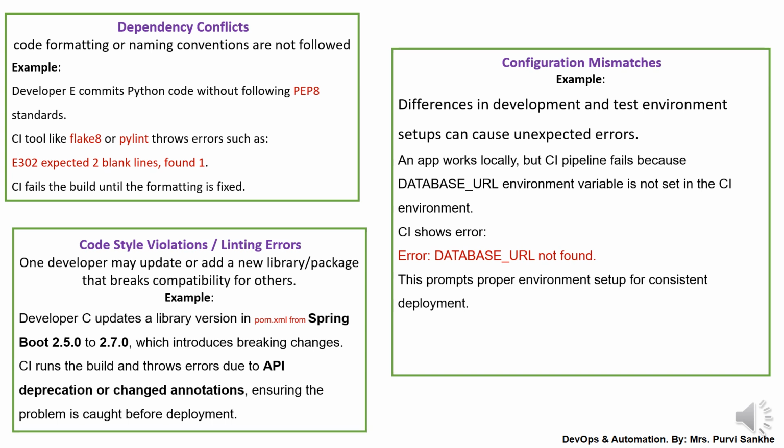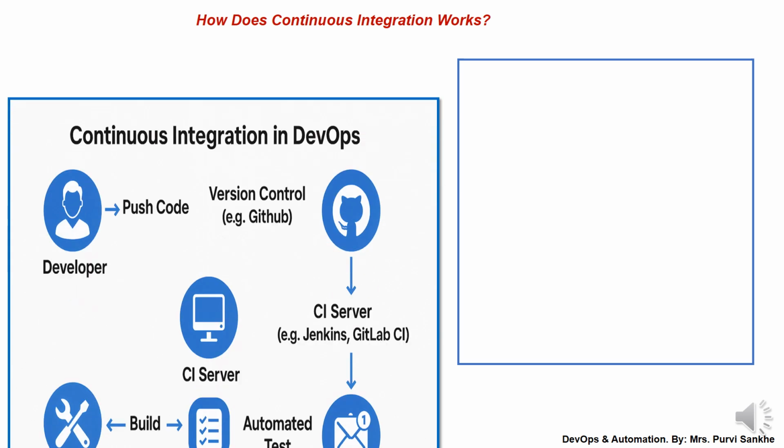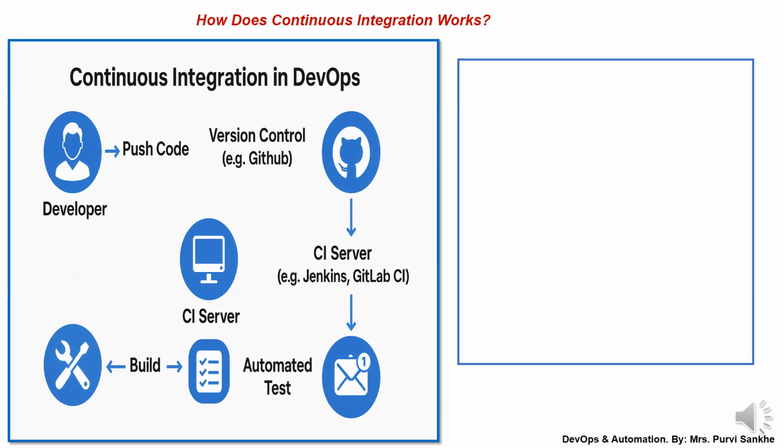So how does continuous integration work? We can see in this diagram continuous integration in DevOps. We have developers, we have a version control server, and we have build and automated test. So what happens over here? The developer writes the code and pushes it to the shared repository, whichever tool we are using.